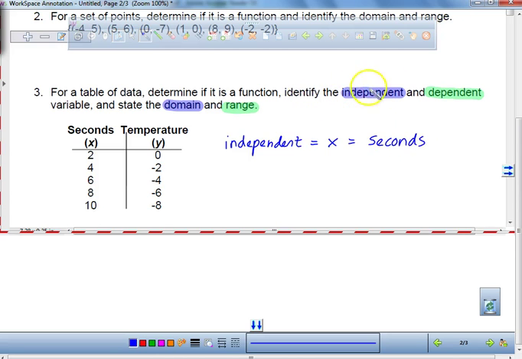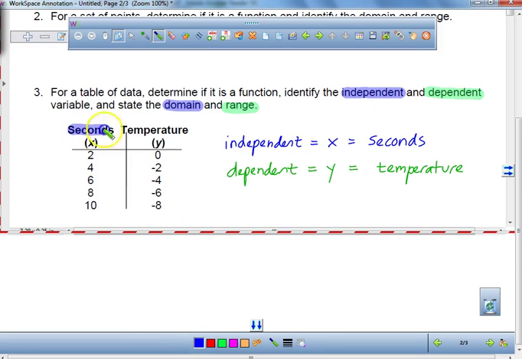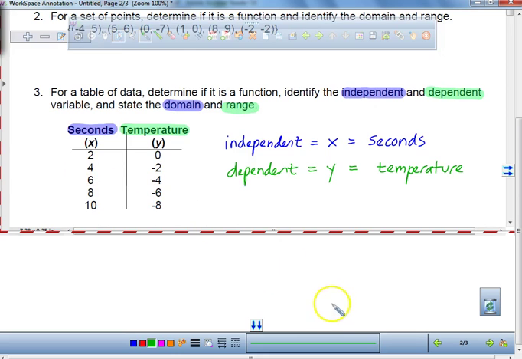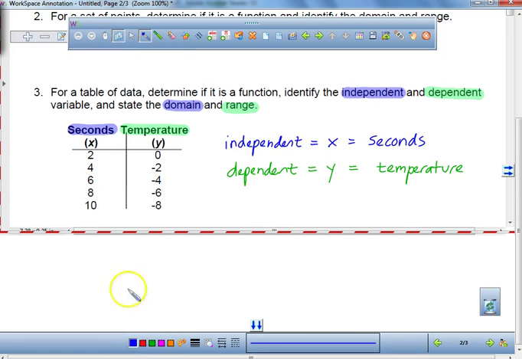So it says identify the independent and dependent variable. The independent variable is x, which happens to be seconds. What's the dependent variable? And what is our dependent variable y equal to in this particular case? Temperature. So the independent variable is x, which is seconds. The dependent variable is y, which is temperature. You can see over here, there's the seconds, there's the temperature. So does each x value have one corresponding y value? It does, doesn't it? So therefore, what does that mean? That means this is a function.